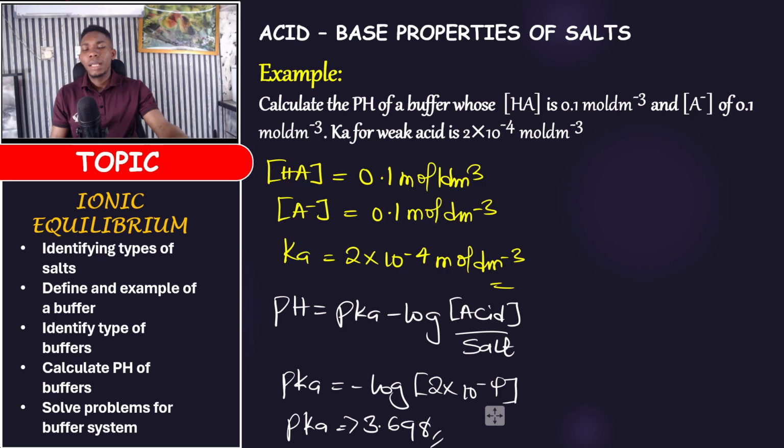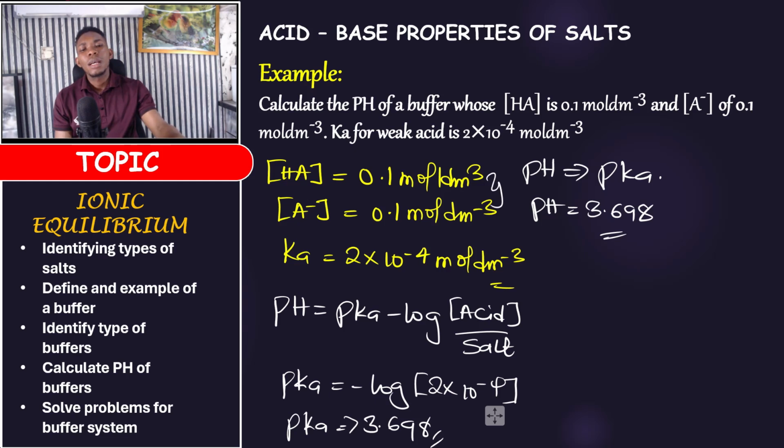So we can now say that our pH. Now, for you to know that the concentration of the acid is equal to the concentration of the base, just know that your pH will be equal to pKa. When the concentration of the conjugate base, or the salt, is equal to the concentration of the acid, pKa is always equal to pH. So in this case, if pKa is 3.698, it means our pH also will be 3.698. Now that is only possible when these two things have the same concentration. Now how do you prove that?